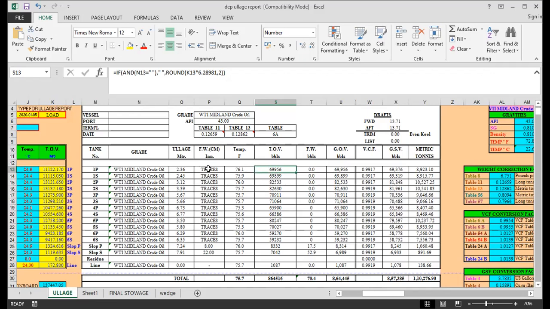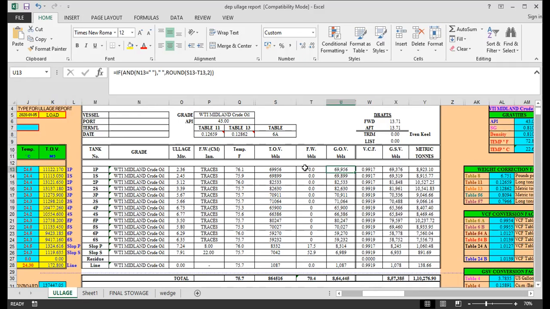With this sounding, you're going to enter the ullage tables, you will get the volume of free water. This volume minus this volume will give you gross observed volume. Then you're going to enter the ASTM tables. Now it depends whether it is crude oil or product. For example, this is crude oil.